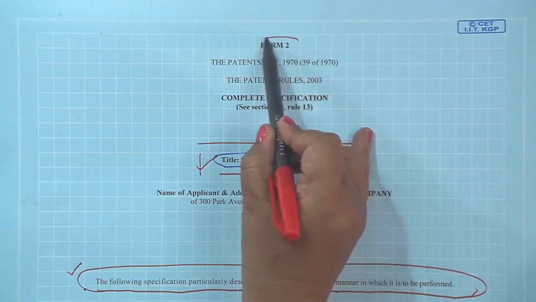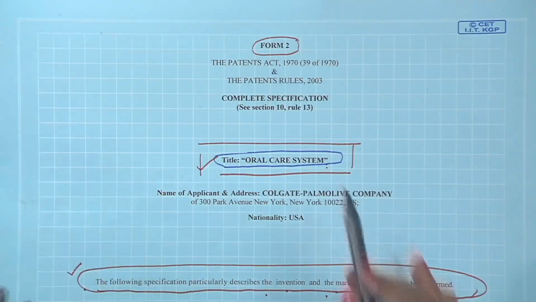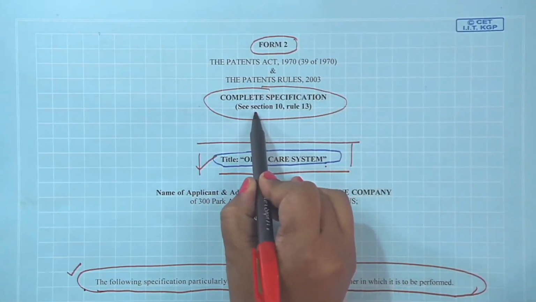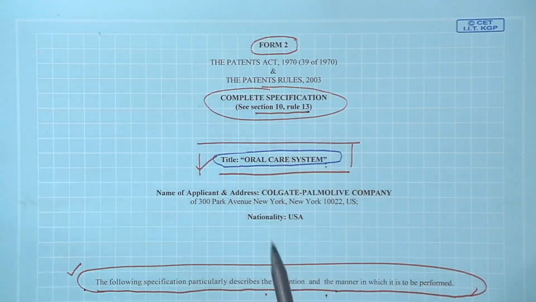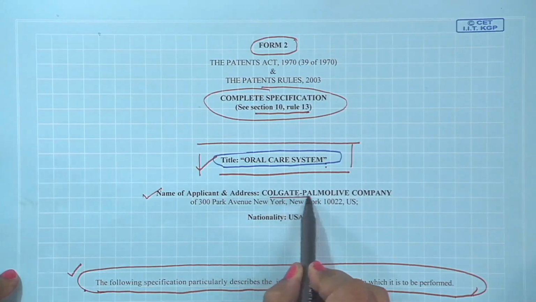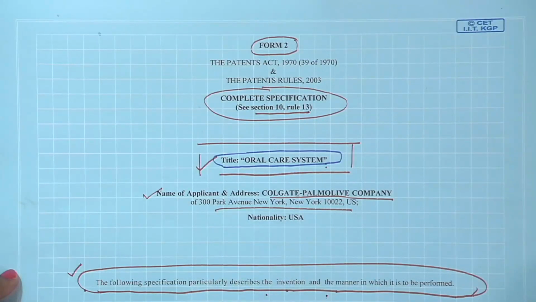This is the form 2, which is giving you the complete specification, and here the section and the rules are mentioned. And here you can see the name of the applicant, that is Colgate Palmolive company, mentioned here along with the address. So, this is the form 2 and this is the preamble.